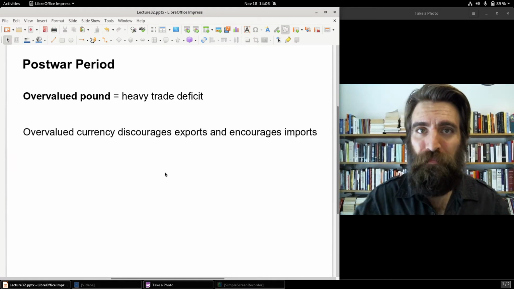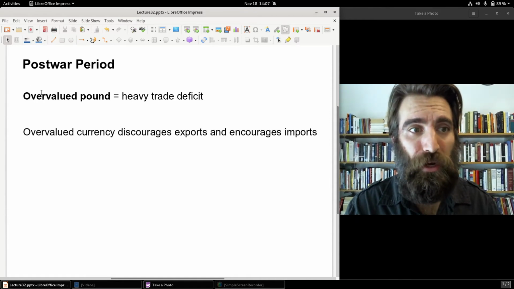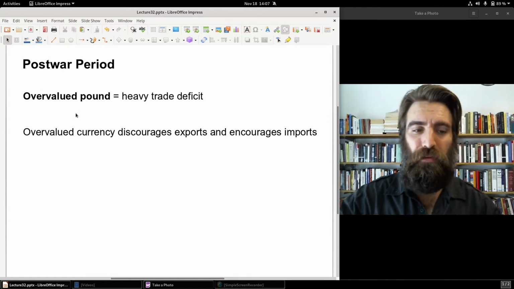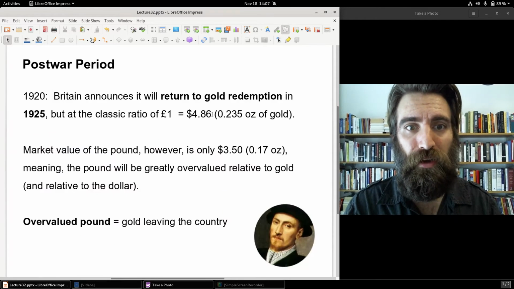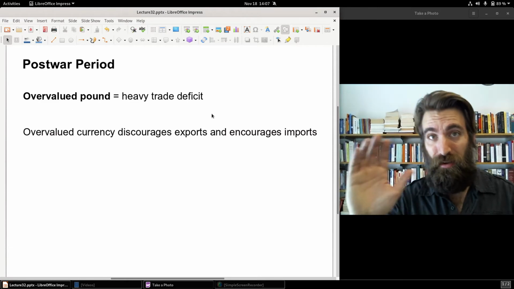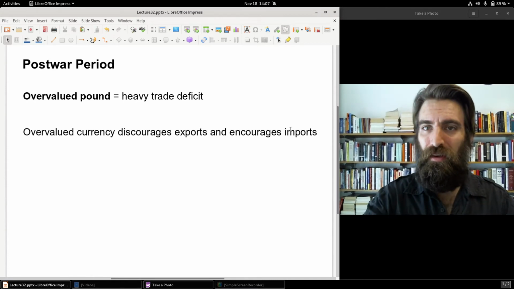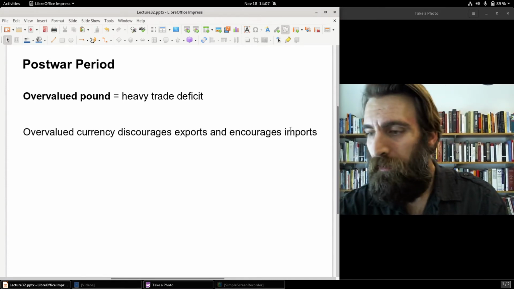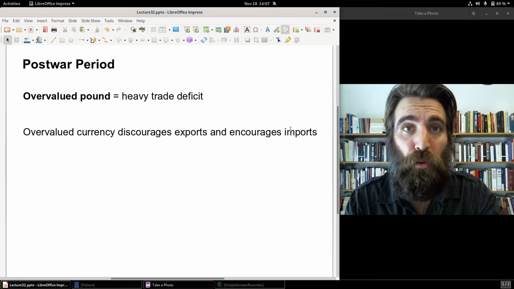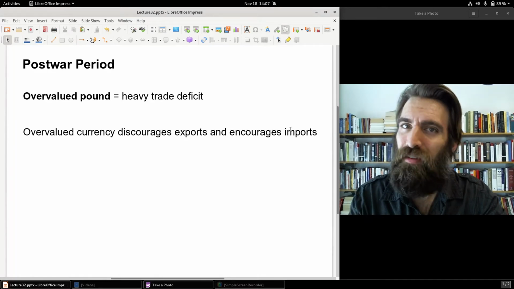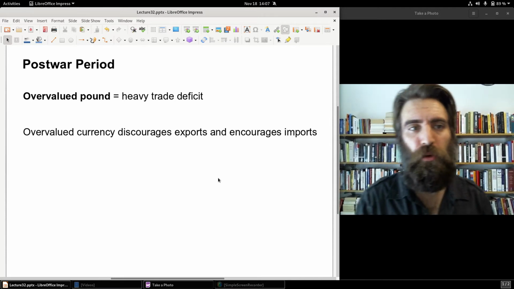If you're an Englishman and you have British pounds, there's an incentive there because your British pound is overvalued. There's an incentive to take your pound and to buy dollars and gold at the $4.86 rate, and then take those dollars and gold, export them out of the country to buy goods on the European continent or in the United States, and then to bring them back into Britain because imports are comparatively cheap. All right. If it sounds technical, it's a bit technical, but it's very, very important. And it had huge consequences for the British economy.